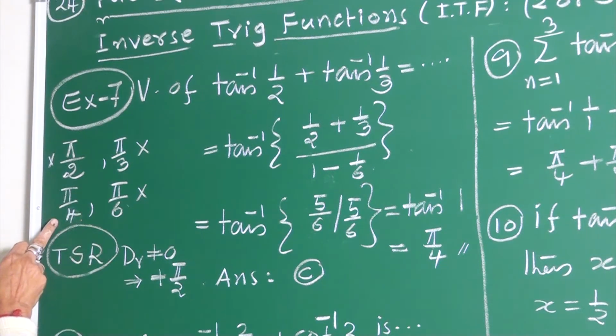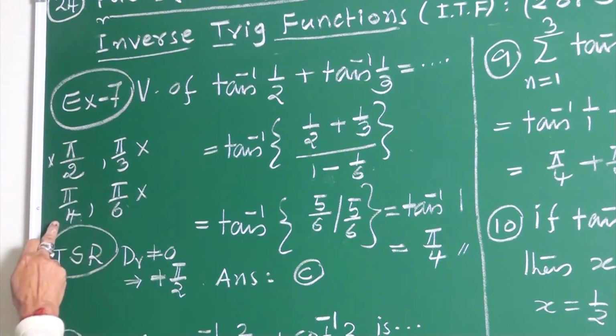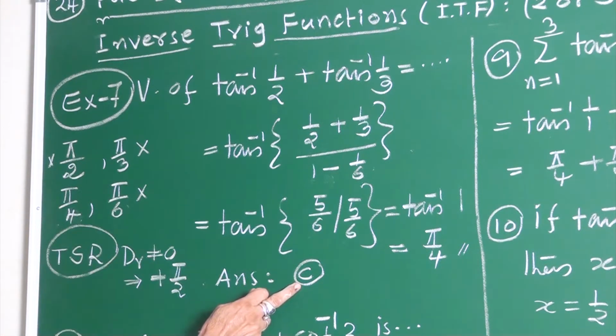Which option is left? Pi by 4. That will be your answer. A, B, C. That will be your answer. Answer will be C.